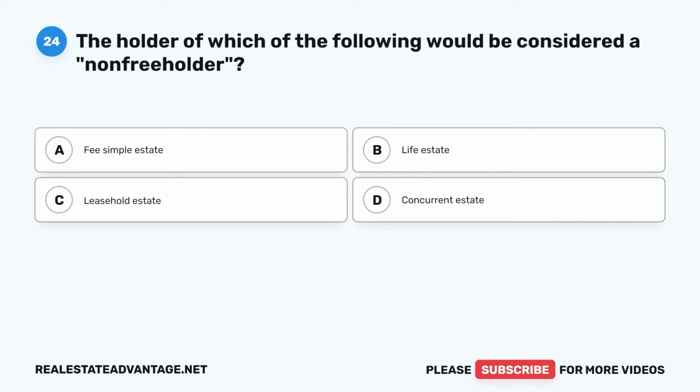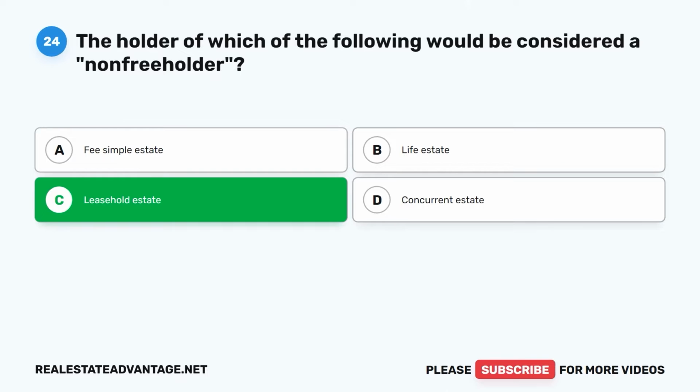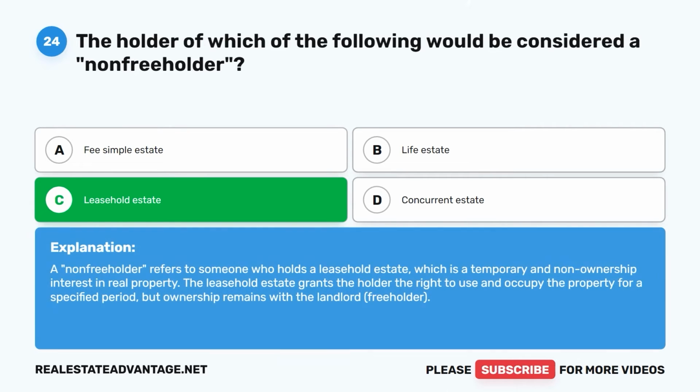Question 24. The holder of which of the following would be considered a non-freeholder? A. Fee simple estate. B. Life estate. C. Leasehold estate. D. Concurrent estate. The correct answer is C. Leasehold estate. A non-freeholder refers to someone who holds a leasehold estate, which is a temporary and non-ownership interest in real property. The leasehold estate grants the holder the right to use and occupy the property for a specified period, but ownership remains with the landlord, the freeholder.